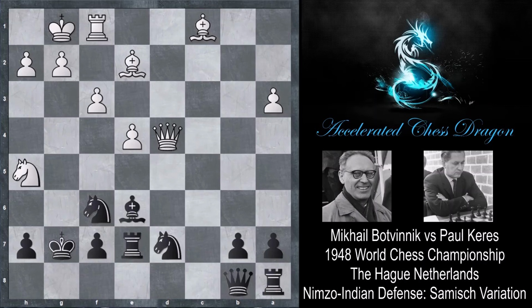Keres, probably under all this pressure from Botvinnik's forces, decided to play king g6. And king g6 is probably the worst of all the moves that Keres could have played. So I encourage you to pause the video and find out how Keres just lost the game after Botvinnik's next move. What did Botvinnik play that forced Keres to resign?